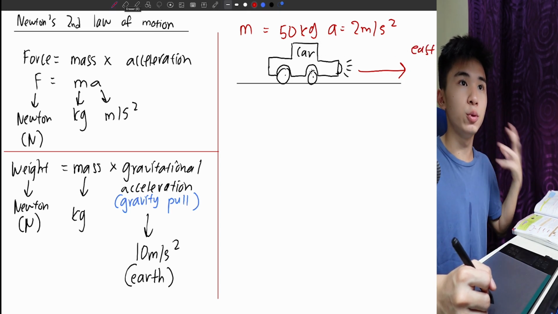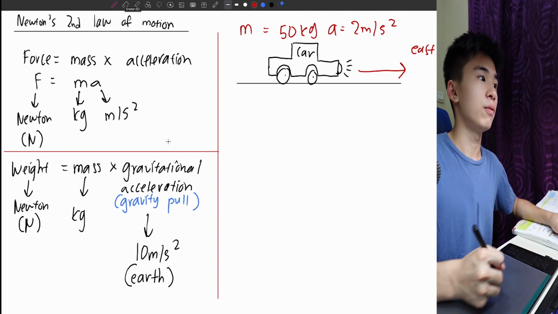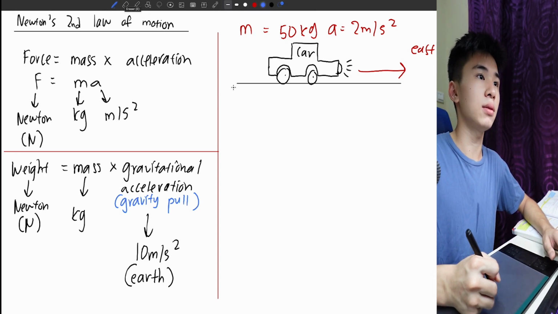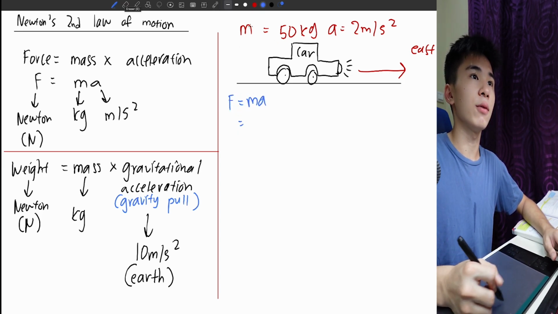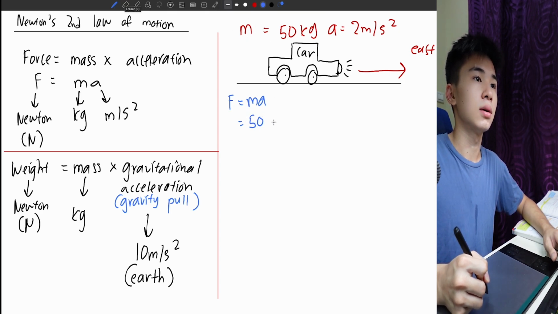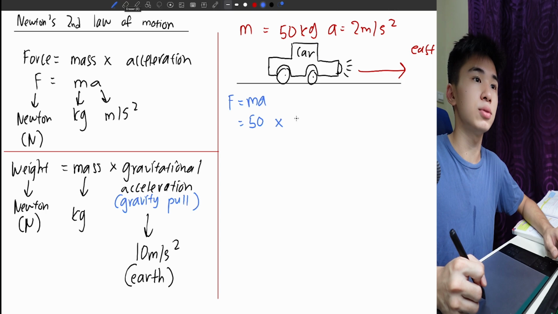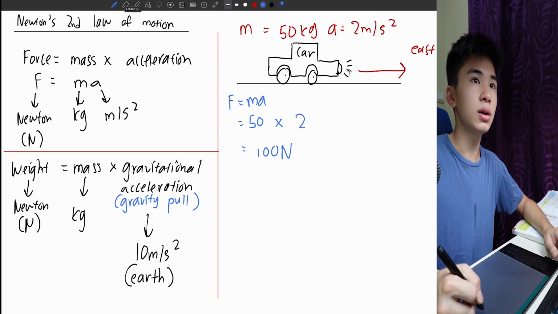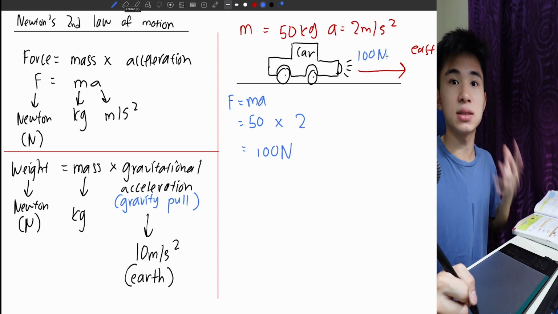When this car is moving, it is exerting a force, and we can calculate the force. We know that the formula of force is F equals ma. Let me just use the blue pen. F equals ma, right? The mass m I just have to substitute, which is 50, times the acceleration of the car, which is 2, and it is going to be 100 newtons. Which means this car is exerting 100 newtons of force in our east direction.